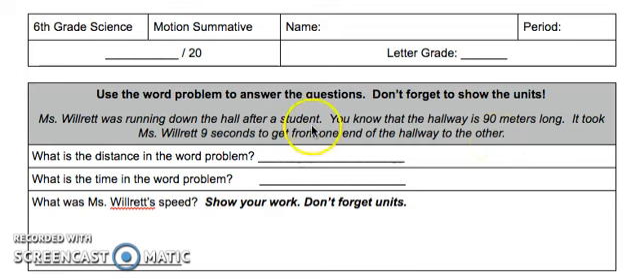So be thinking about the information in the word problem that you need. Your first question, what is the distance in the word problem? Write your answer here with your units. What is the time in the word problem? Answer and units. What was Miss Wilrit's speed? Show your work and don't forget your units. Press pause, press play when you're ready to go on.